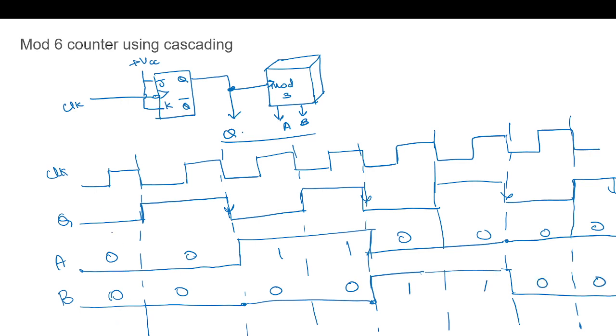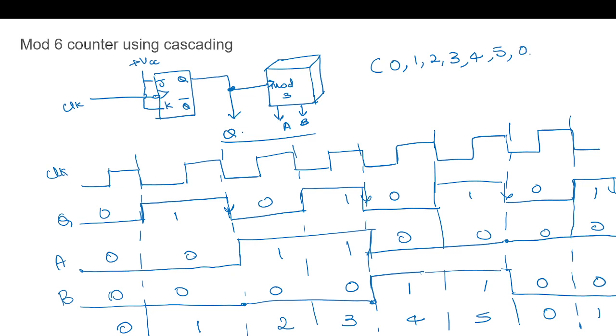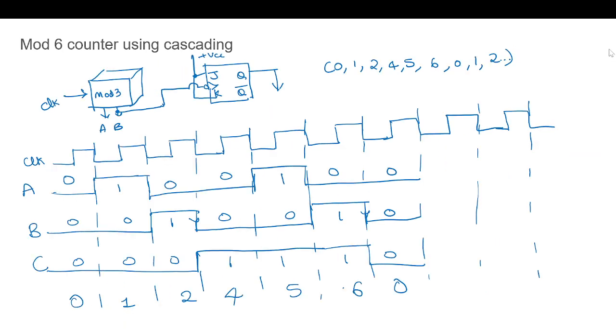This is 0, 1, 2, 3, 4, 5. Again back to 0 and then from 1. So here this validates the counting is 0, 1, 2, 3, 4, 5, and then again 0, 1. Here this 3 was skipped in this way of cascading.